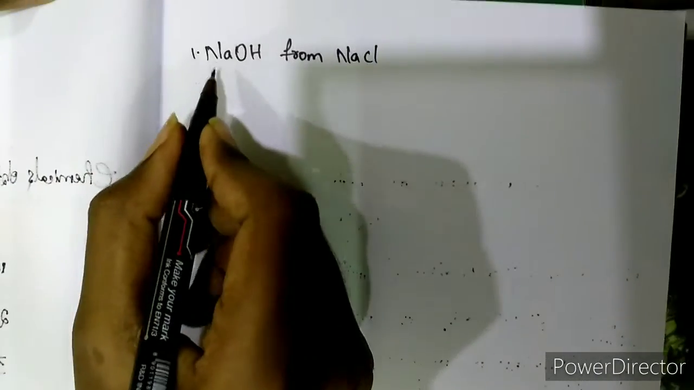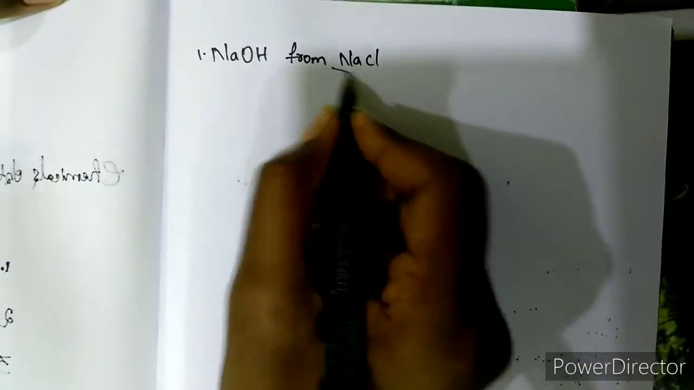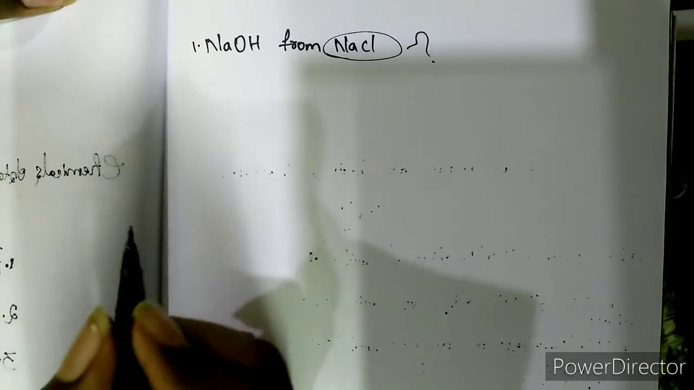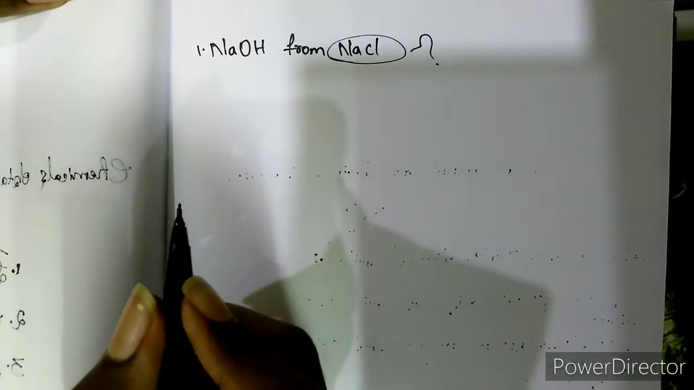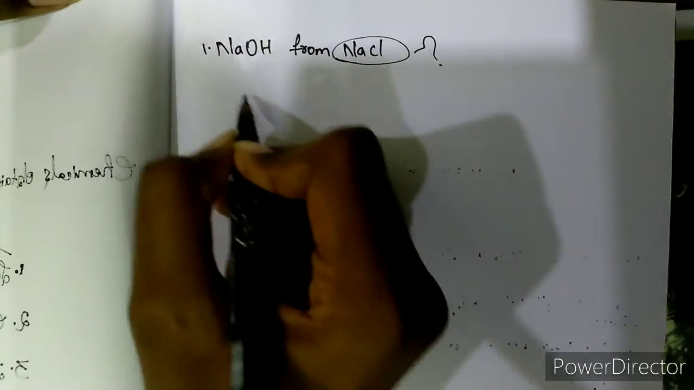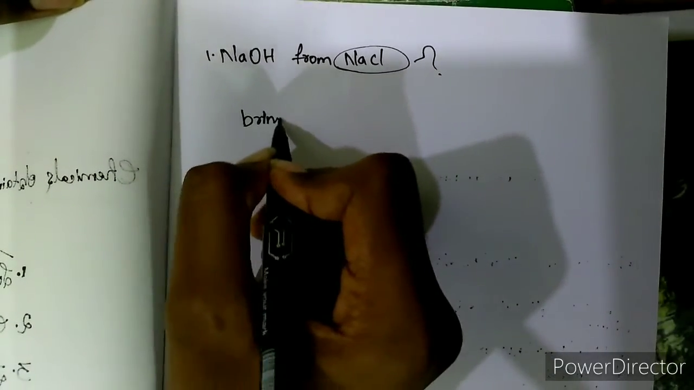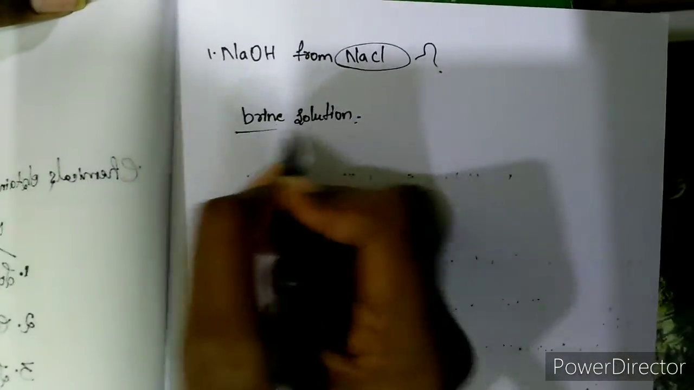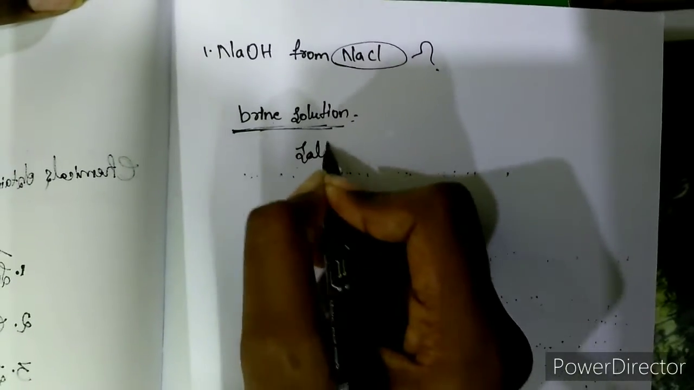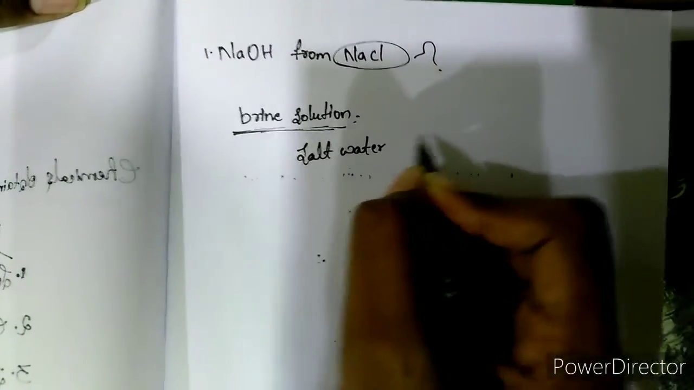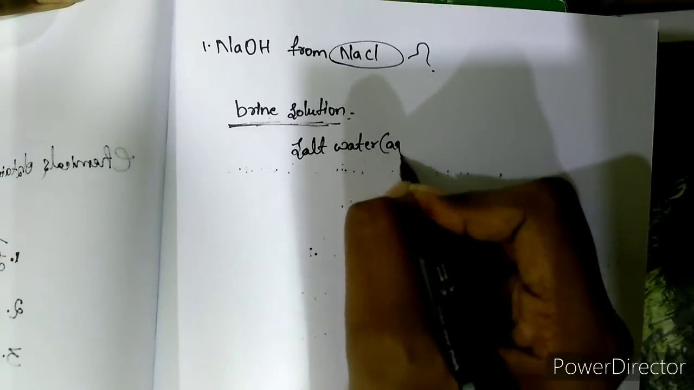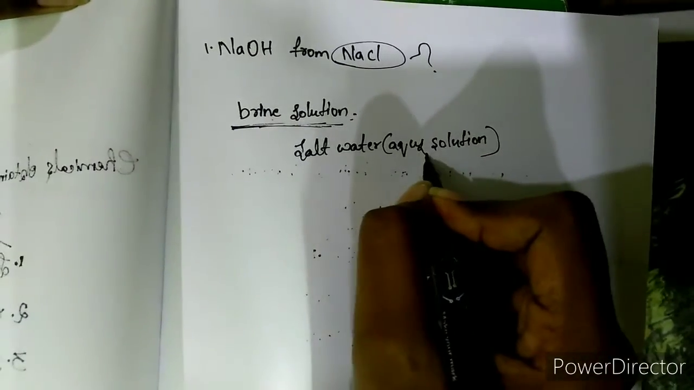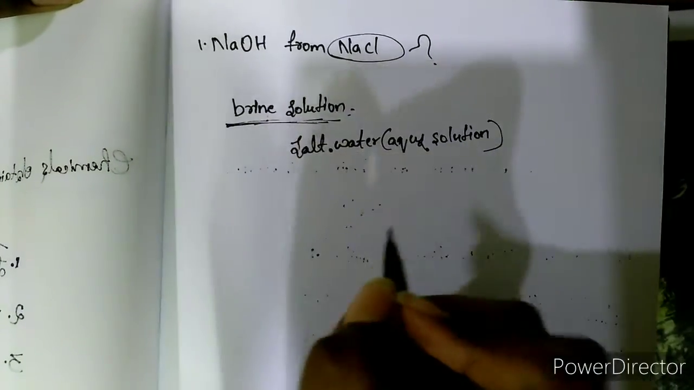Now the first one is sodium hydroxide, that is caustic soda from common salt. How is it obtained? If we take this salt water, it is also called brine solution, aqueous salt water. The aqueous solution of salt water is called brine solution.